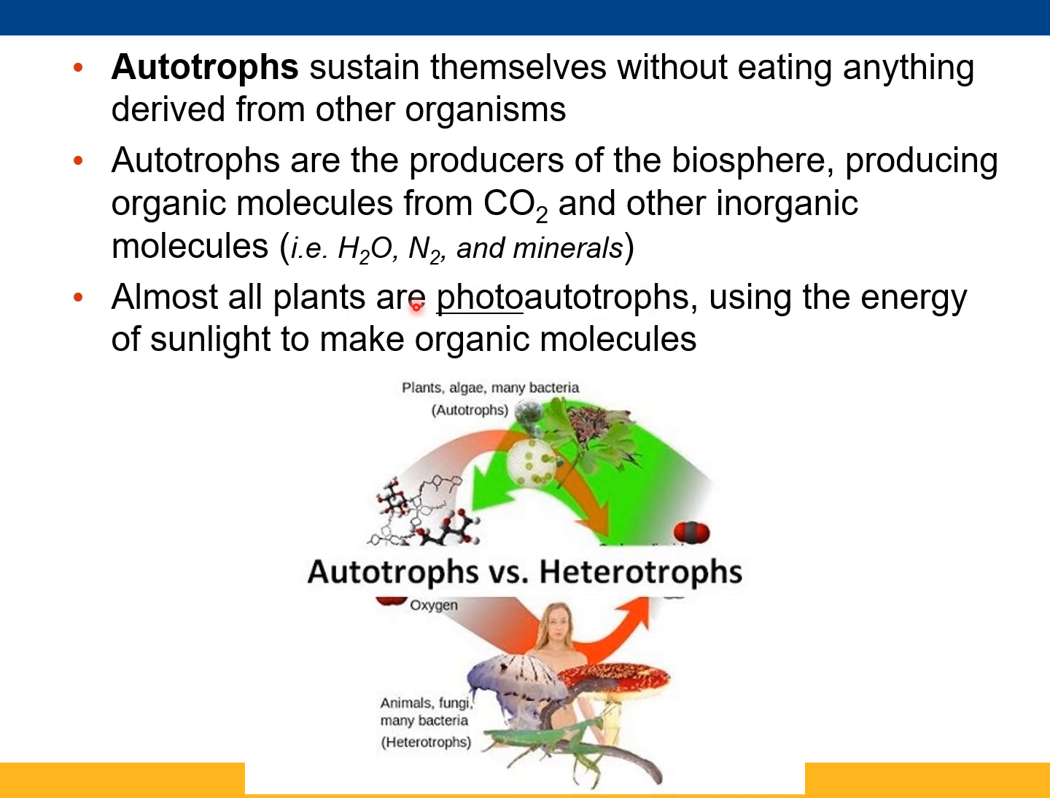Photoautotrophs are the ones that we're going to be talking about in this chapter. These are the ones using energy from sunlight to make those organic molecules and nutrients that heterotrophs can then consume and use for their energy sources.